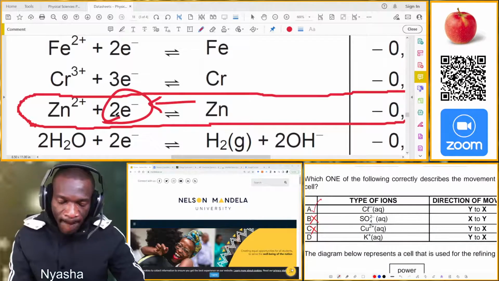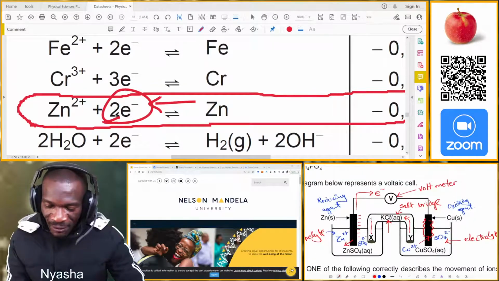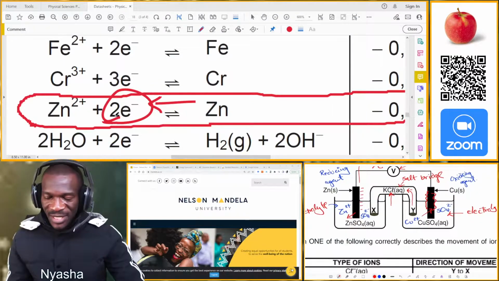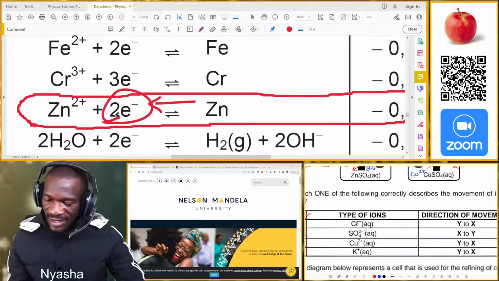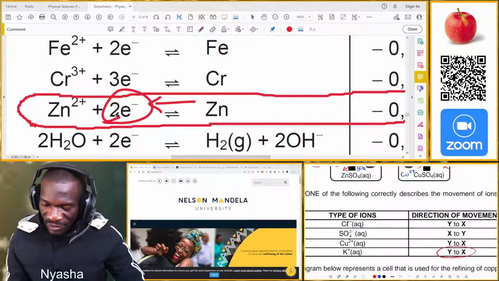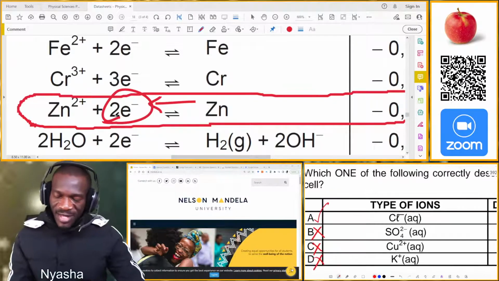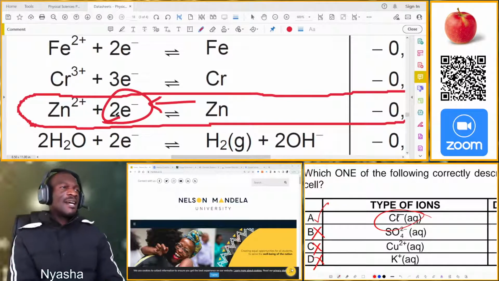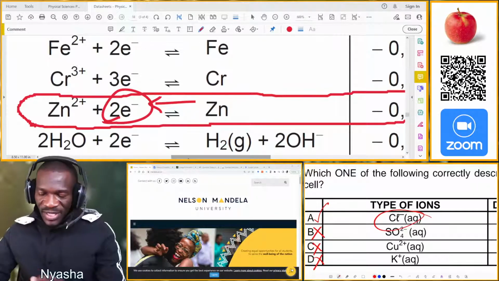How about our potassium ions? Potassium ions must obviously move from what? From X to Y. Potassium ions must move from X to Y in the direction of the conventional current. However, they say from Y to X, so that is the wrong option, leaving us with our chloride ions. Does that make sense to you? Did you see what we did there?